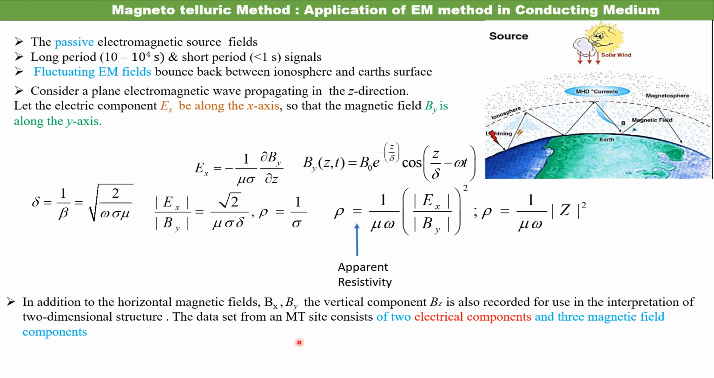Now, in general, for the magnetotelluric method, in addition to the Bx, By components, the vertical component is also recorded for interpretation in 2D structure. Generally, we have two electric field components and three magnetic field components: Ex, Ey, and Hx, Hy, Hz, recorded in the magnetotelluric method to probe the conductivity structure of the earth, same as the electromagnetic method.